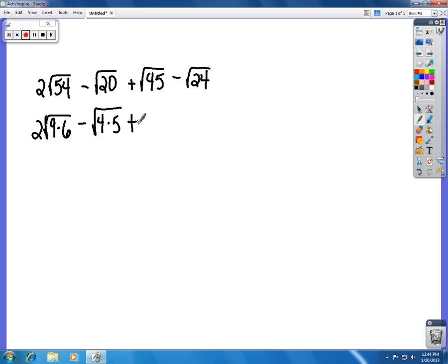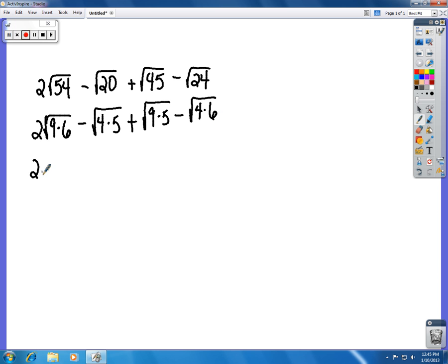The largest perfect square that goes into 45 is again 9, so that's going to break down into 9 times 5. And then the largest perfect square that goes into 24 is again 4, which breaks down into 4 times 6. Okay, and so now I can break these radicals into their pieces.